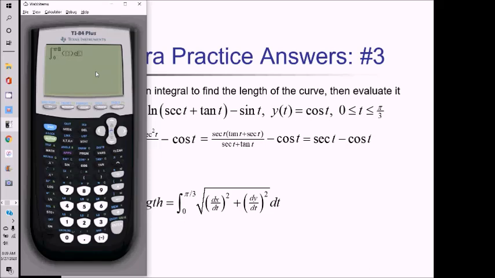So we have a pi divided by a 3, and we need a square root. And now dx over dt squared. Well, I stored dx over dt as y1, so let me do alpha trace, pull up y1, and then just square that, so I don't have to mess around with squaring trig functions. Plus, now we need dy over dt squared, so alpha trace, I stored that in y2, square that, and then go over here and put a d with an x, press enter, we get 0.693.